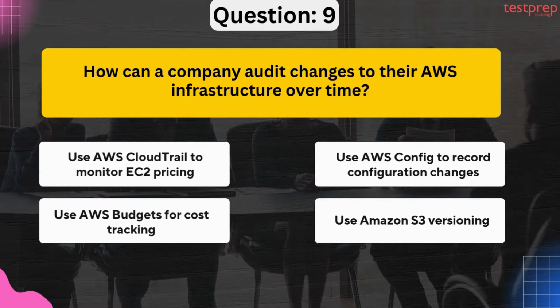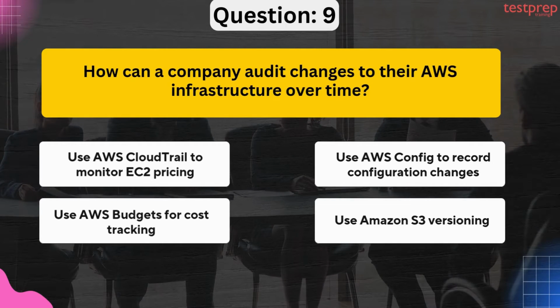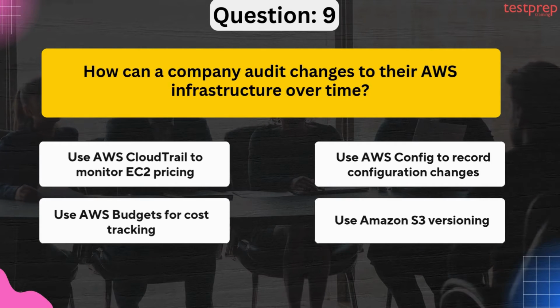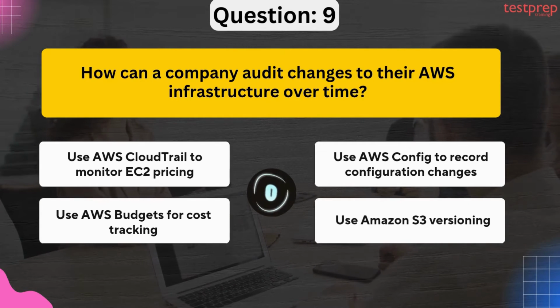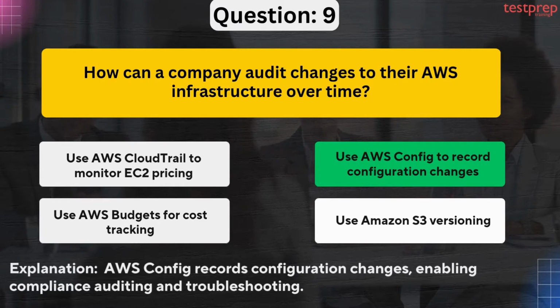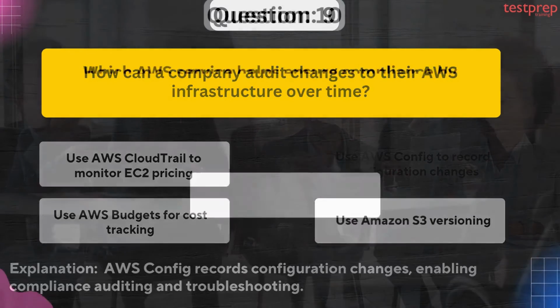Question 9. How can a company audit changes to their AWS infrastructure over time? The correct answer is use AWS Config to record configuration changes. AWS Config records configuration changes, enabling compliance auditing and troubleshooting.